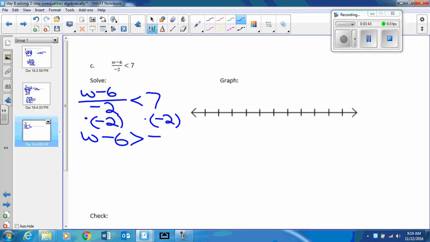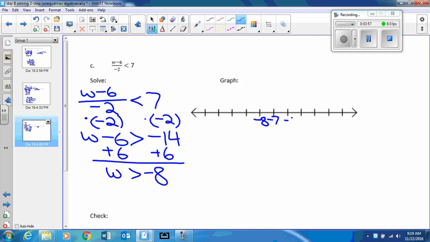And 7 times negative 2 is negative 14. Now my second inverse would be to add 6. And that gives me w is greater than negative 8. So I put negative 8 in the middle. Open at negative 8, shade towards the right.